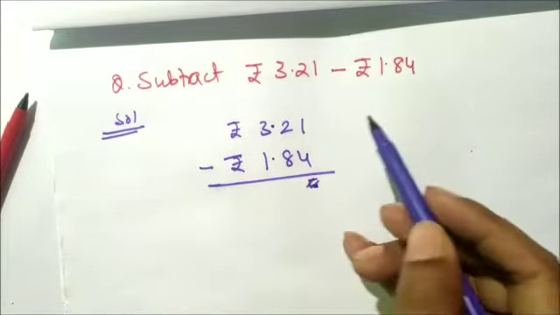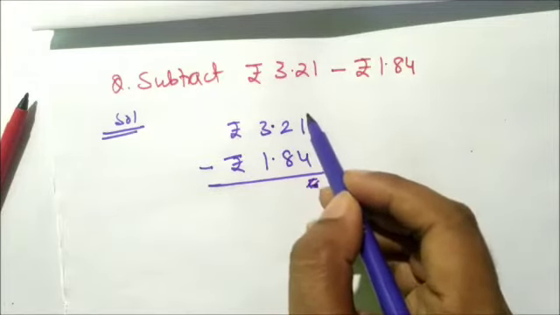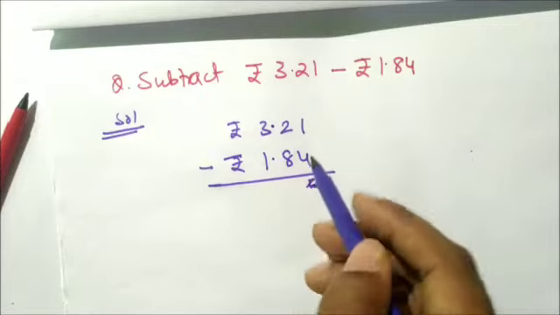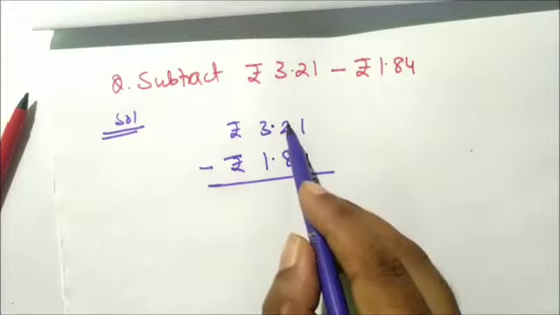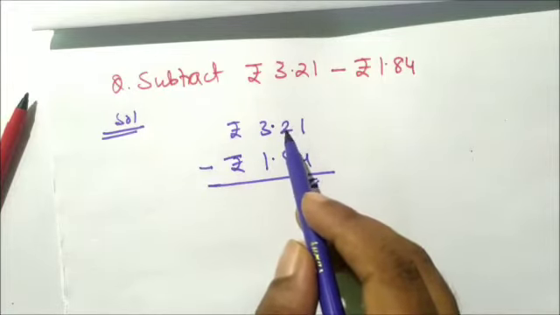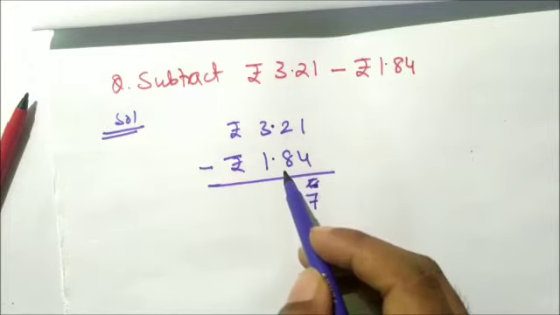So what will we do? Normal. From here you need to borrow 1. If you borrow 1 here, it will become 11, and from 11 if you subtract 4 you will have 7, right? But since you have borrowed 1 from here, what remains here? 1. So from 1 we need to subtract 8, which is impossible.